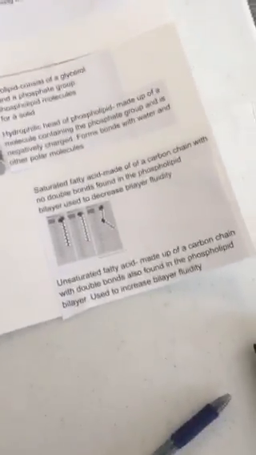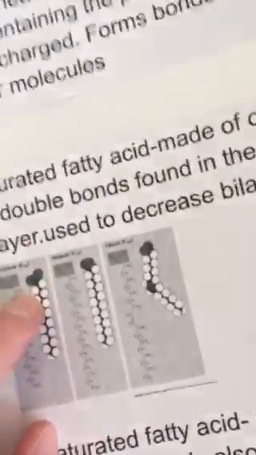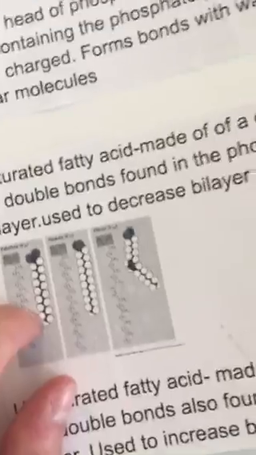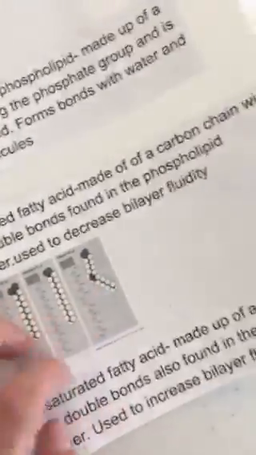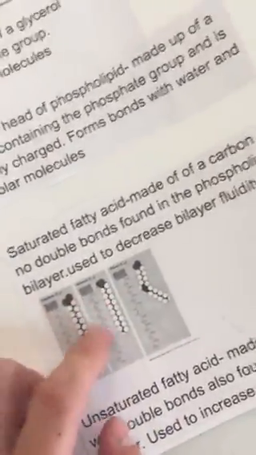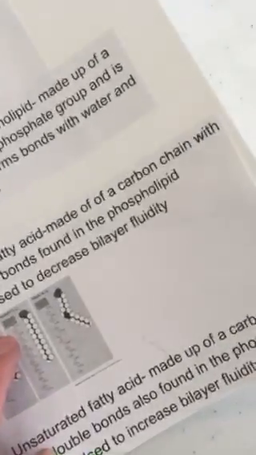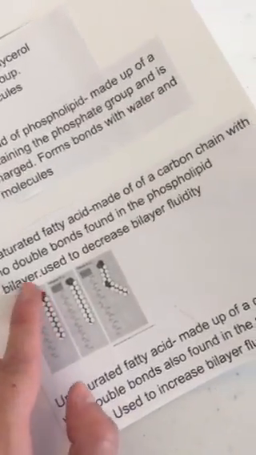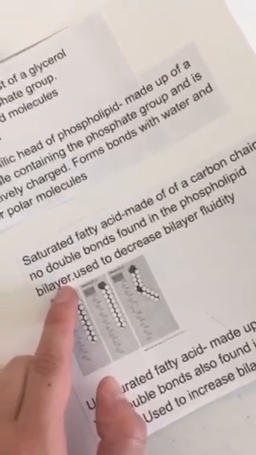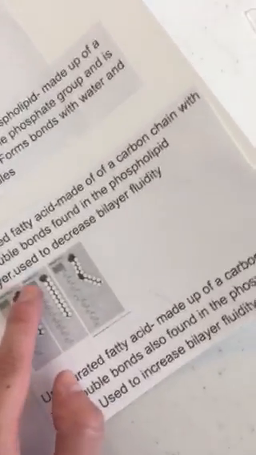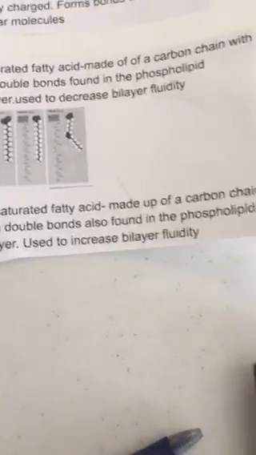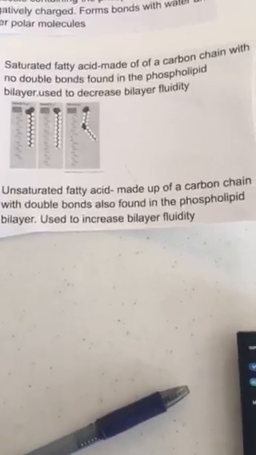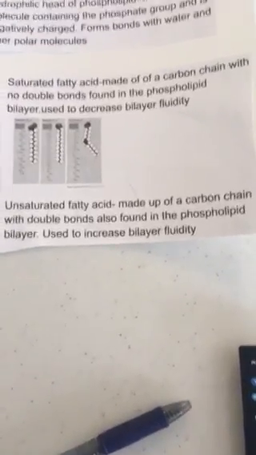And these different tails are made up of saturated and unsaturated fats. So both of them have heads, and the only real difference here is double bonds in unsaturated fats and single bonds in saturated fats. So saturated fats are made up of carbon chains with no double bonds, found in the phospholipid bilayer, and they're used to decrease bilayer fluidity. And then unsaturated fats are made up of carbon chains with double bonds, also found in the phospholipid bilayer, and used to increase bilayer fluidity.